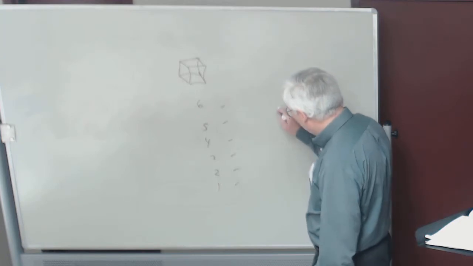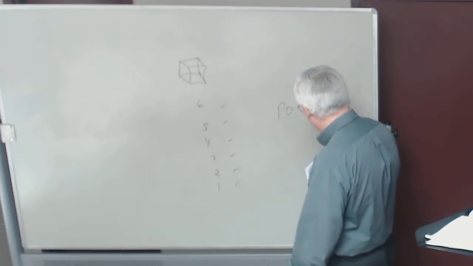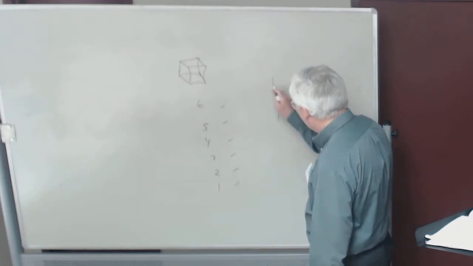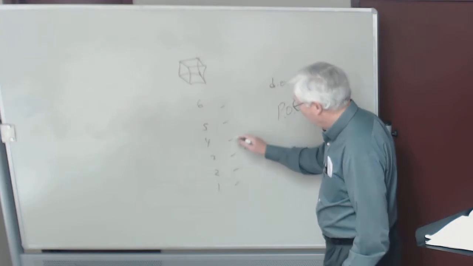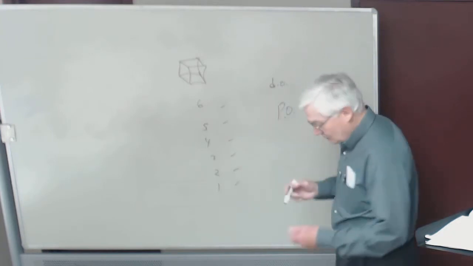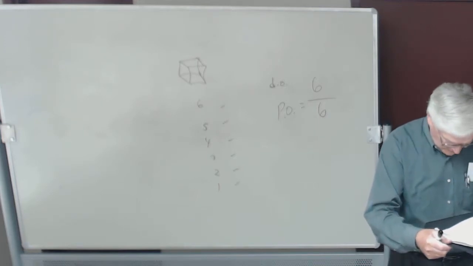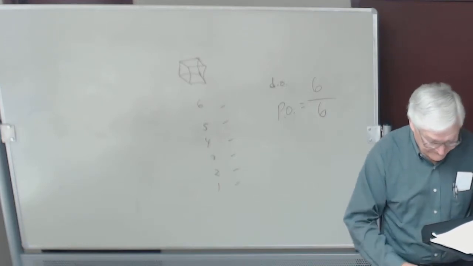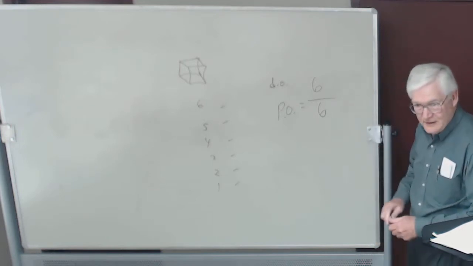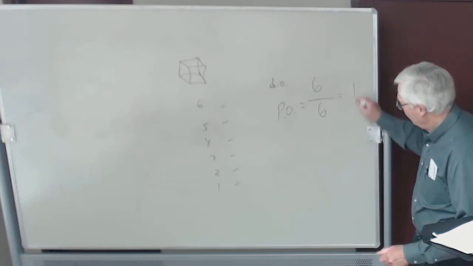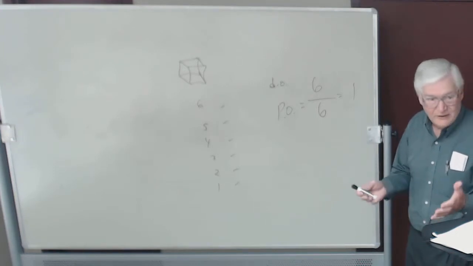So out of possible outcomes, I have 6, and desired outcomes, I have 1, 2, 3, 4, 5, 6. So what's the probability of getting an odd or an even number? 6 over 6 would be 100%, or 100% of the time.